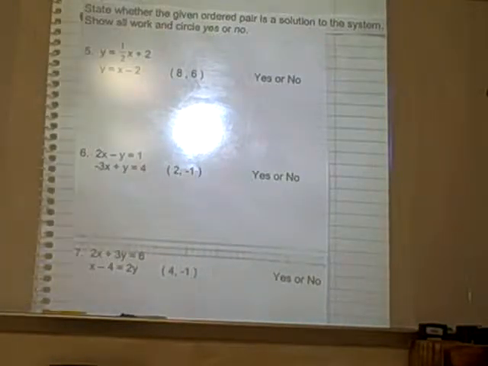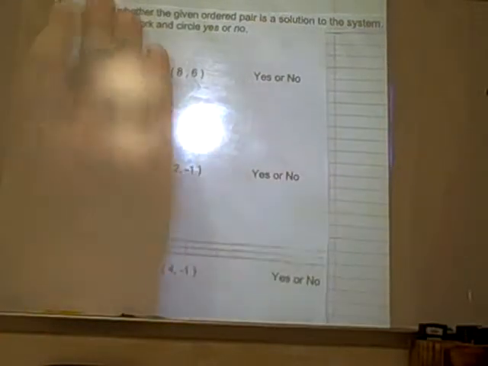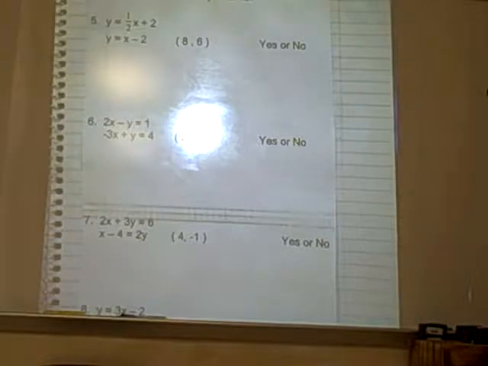So it just kind of looks like that. And go ahead and get your calculators out because we're going to use them on part of this. I'm going to show you ways to use your calculators to figure these out. And then I'm also going to show you how to figure it out without them.